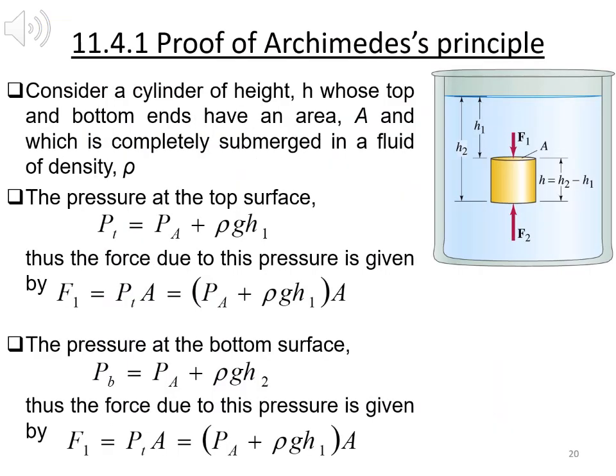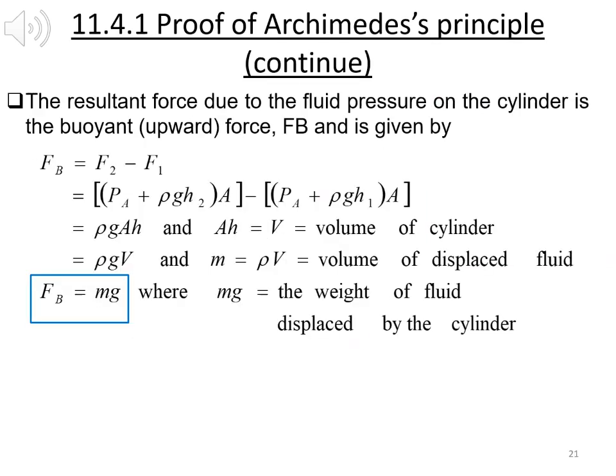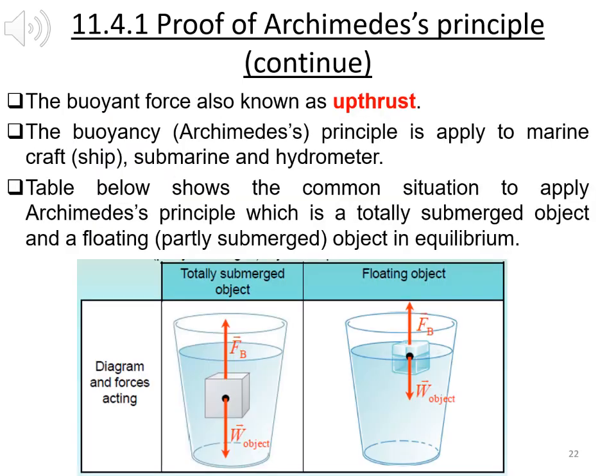Consider a cylinder of height, h, whose top and bottom ends have an area, A, and which is completely submerged in a fluid of density rho. The pressure at the top surface and the bottom surface will combine to form a resultant force. The resultant force due to the fluid pressure on the cylinder is the buoyant upward force, Fb, and is given by Fb equals F2 minus F1. The buoyant force is also known as upthrust.